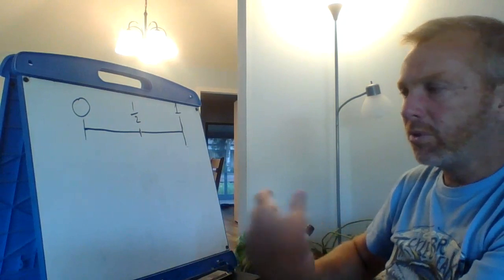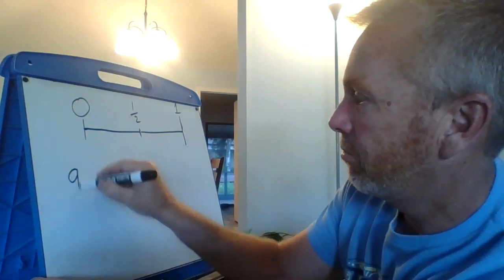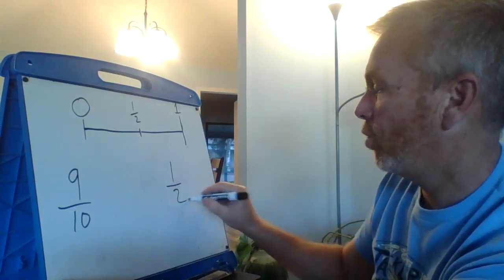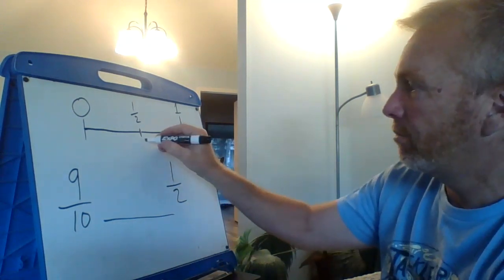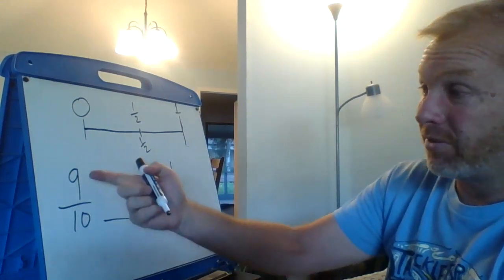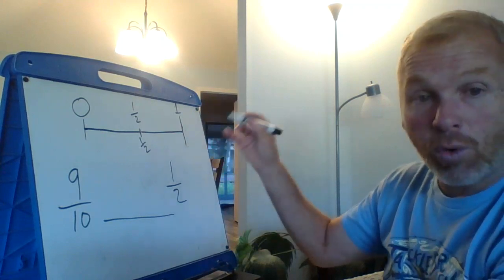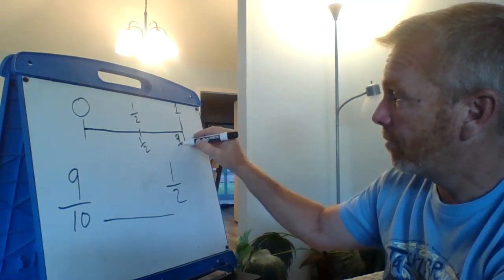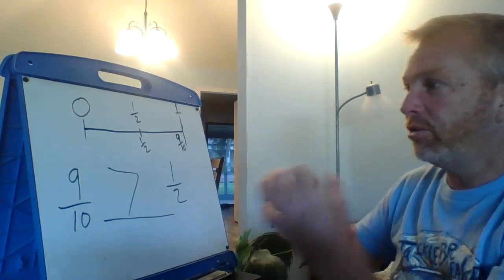All right. Let's put some up here that you can probably look at real quick. 9/10. 1/2. Well, we know 1/2 is right there in the middle. 9/10 is very close to 1, because if I had 10/10, I would have 1 whole. So I know 9/10 is almost 1 whole. Boom. Done. So this is how you can start using that.